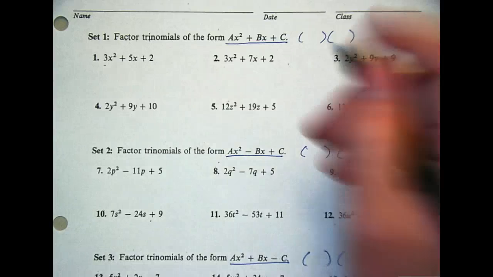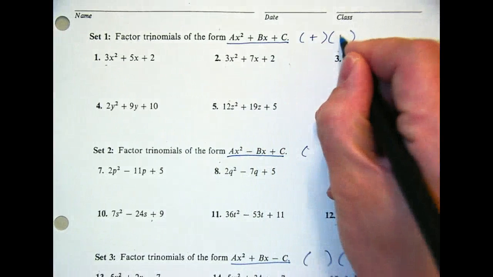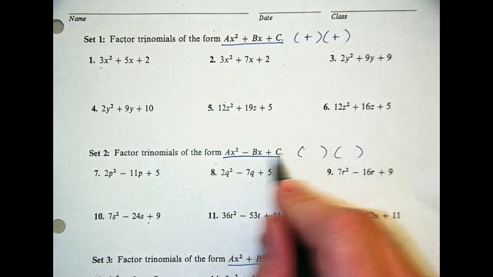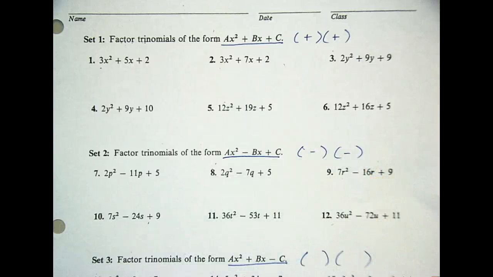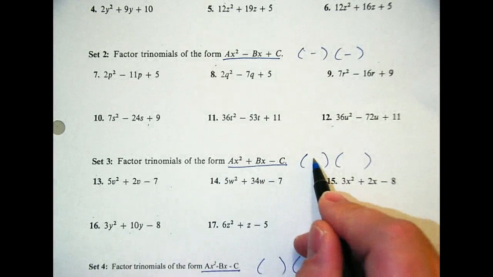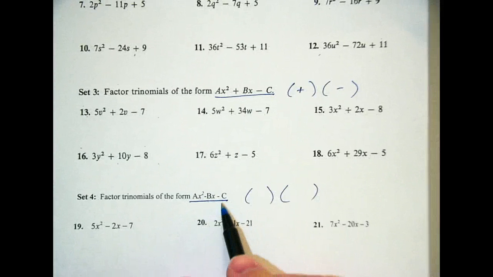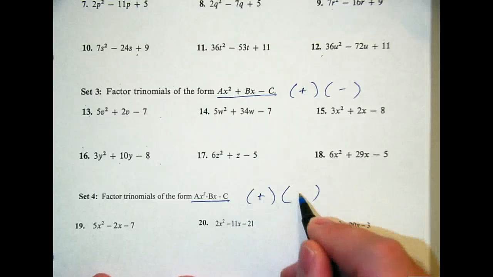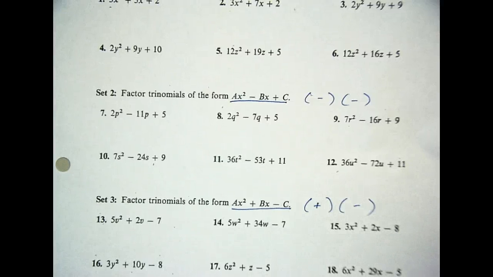Not much talking. Okay, what's this one? C is positive, so we have plus plus because B is positive. What's this one? C is positive, B is negative. What do we get? Minus minus. Good job. Okay, set 3, C is negative. What's that tell us? Positive, negative. Doesn't matter what B is if C is negative. C is negative down here in set 4, we get? Positive, negative. How many got all those right? Okay, so good. You're seeing those patterns.